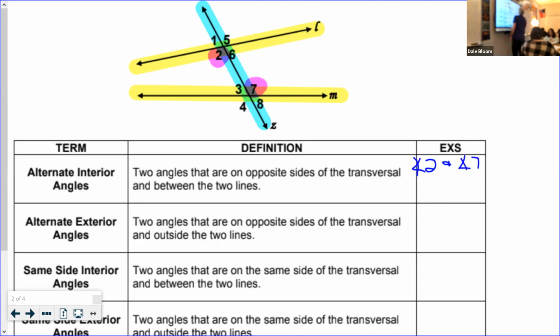Well, we've got two more. That's just one example. We also have angle 6 and angle 3. So we've got two pairs of alternate interior angles. Angle 6.